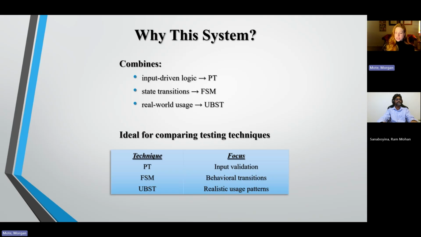The overall testing strategy involved applying these complementary techniques. Partition testing focuses on validating input correctness. Finite state machine testing focuses on validating behavioral transitions. And usage-based statistical testing focuses on simulating realistic usage patterns. Each technique captures a different category of defects, which makes them collectively valuable for comprehensive system evaluation.